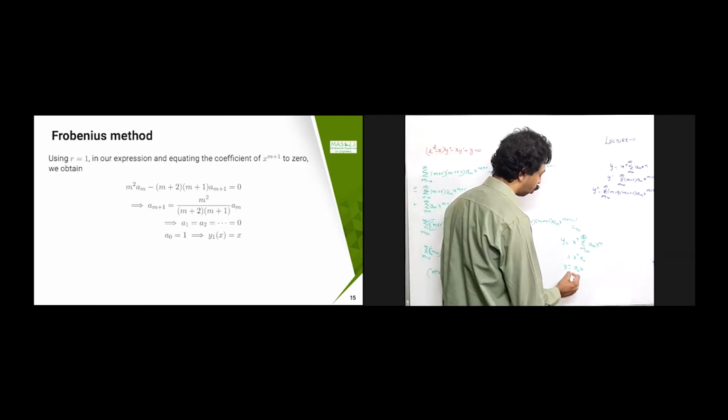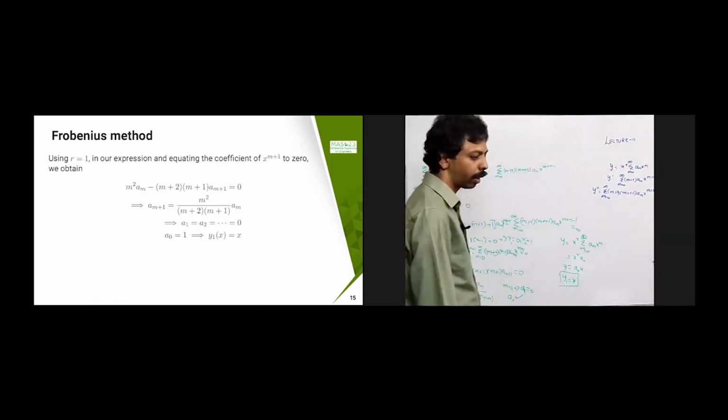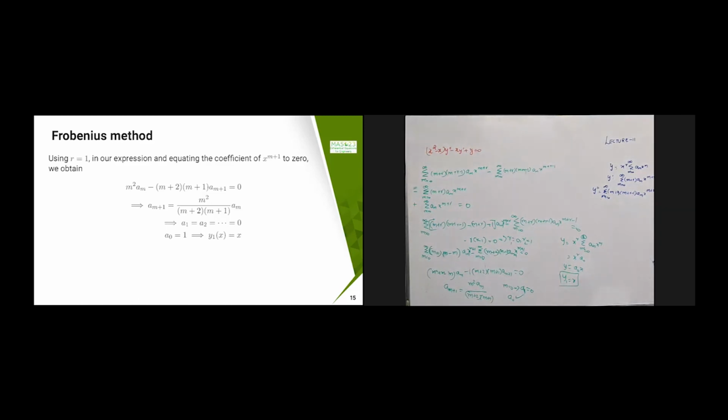Therefore, y is going to be this one. So y1 is going to be x. I can choose a naught equal to 1. Therefore, y equal to x is the solution for this. Now let us go for the second solution.